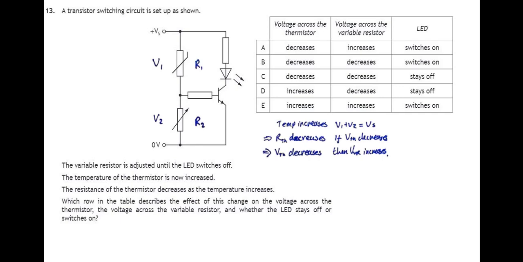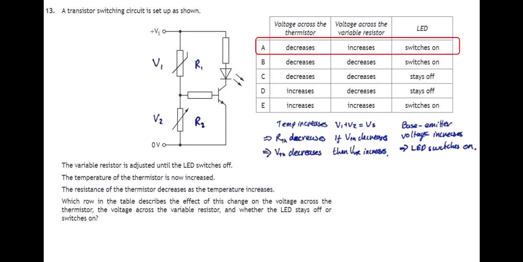So if the voltage across the variable resistor increases, it's likely the transistor will turn on, and that in turn will turn the LED on. So we have the voltage decreasing, voltage increasing, and switching on. Answer A.